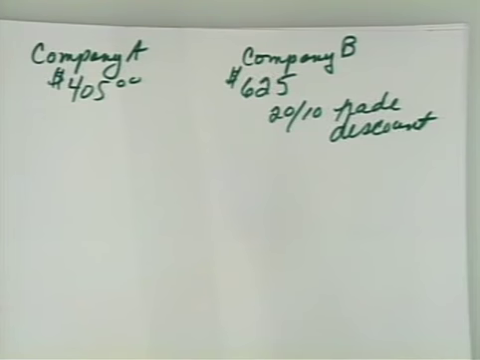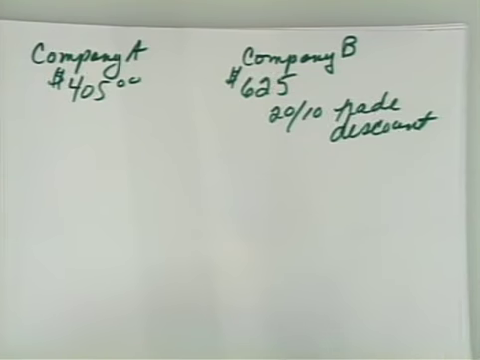There could be lots of reasons why you just wouldn't go ahead and buy it from Company A. Maybe you've had some shipping problems with them before. Maybe they don't always deliver. So there's reasons that you might want to deal with one company instead of another one. But obviously you want to buy your merchandise at the least possible price to put it in your store.